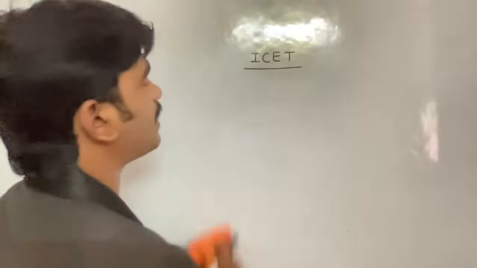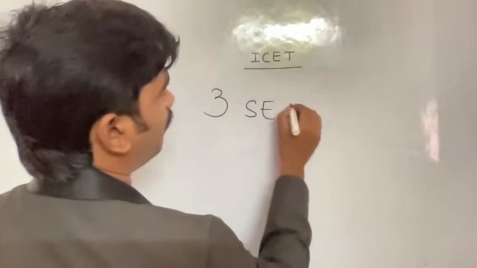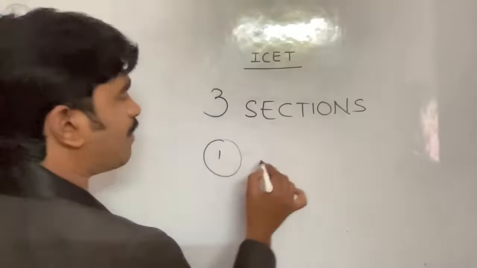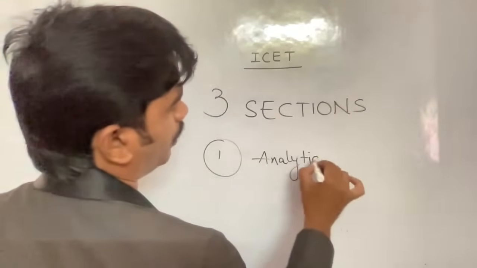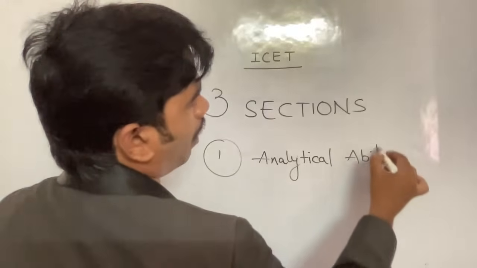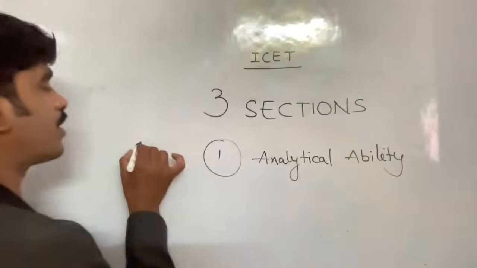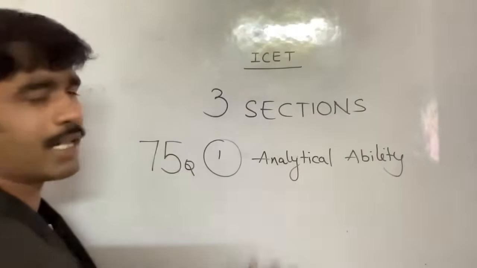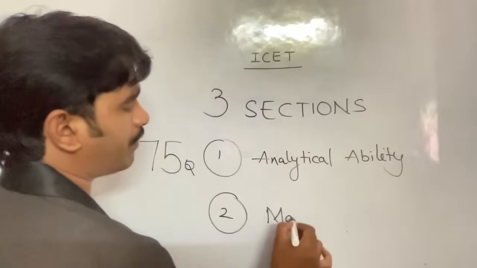Basically, your ICET examination is conducted with 3 sections. What are the 3 sections you are going to have in the ICET examination? The first section is going to be a very important and easy section, that is analytical ability. In this analytical ability section, you are going to have 75 questions. Higher weightage, 75 questions are covered from analytical ability. And the second section is mathematical ability.